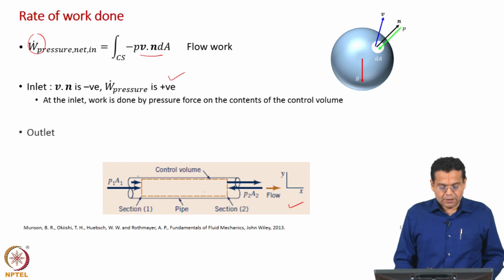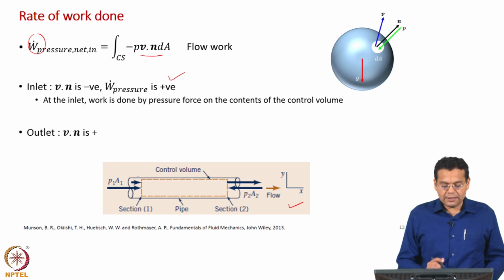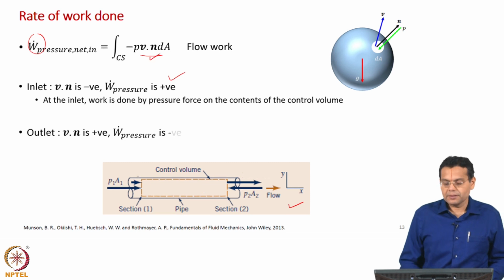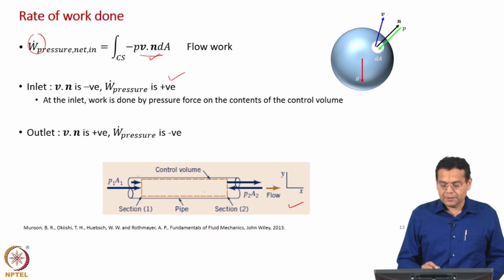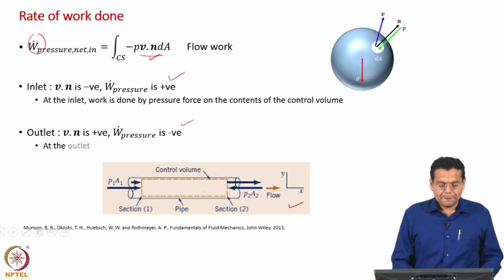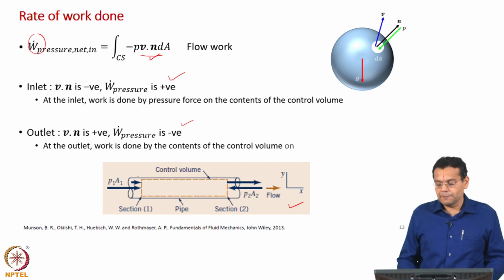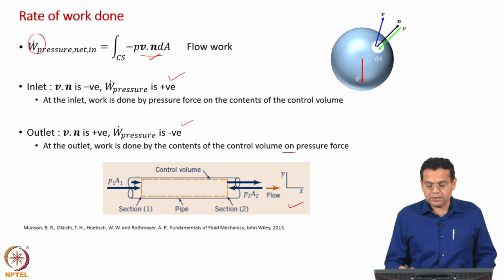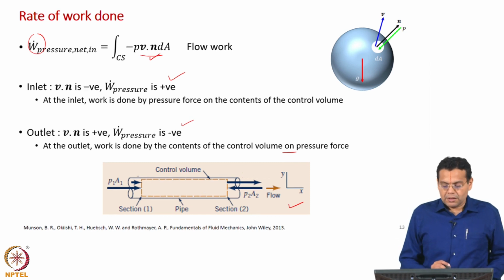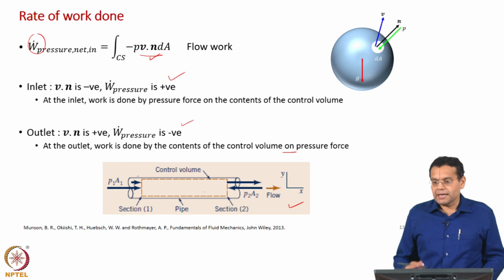What happens at the outlet? V dot N is positive, and W dot pressure, the rate of work done by pressure, is negative. What does it mean? At the outlet, work is done by the contents of control volume, meaning the fluid, on the pressure force, or I used "on" so that this sentence is opposite to this sentence. To be more precise, you can use the word against pressure force. So, what happens at the outlet? Work is done by the fluid against the pressure in leaving the control volume.